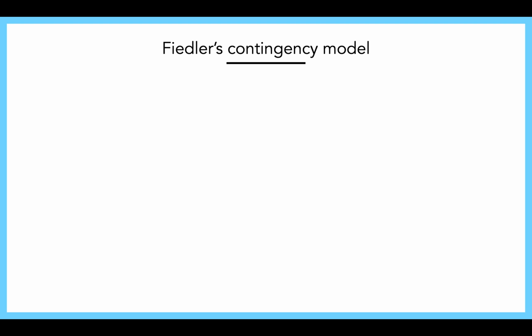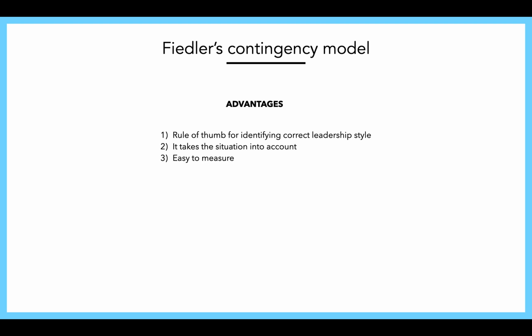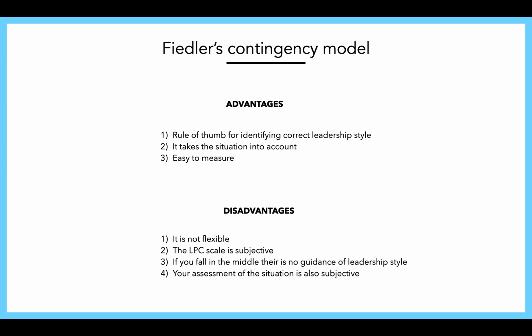So let's just summarize here. The advantages of this model: as a rule of thumb, you can identify a correct leadership style for a situation. It does take the situation into account, which some models don't, and it's very easy to use. It's easy to measure, with 1 to 8 rankings. The disadvantages are it's not very flexible.